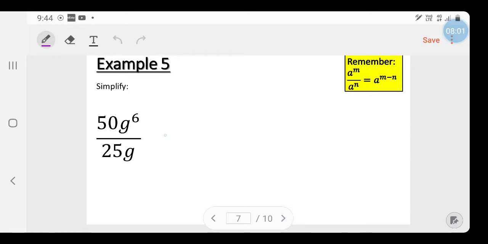All right, here's another question. What's the highest common factor of 50 and 25? Well, that would be 25 itself. 50 divided by 25 is 2. And 25 divided by 25 is 1. Set myself up with a g, and the powers are 6, and remember there's an imaginary 1 there. 6 minus 1 is 5.